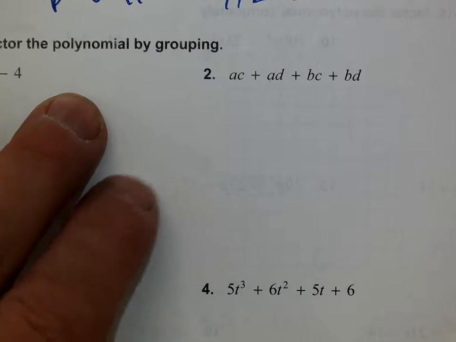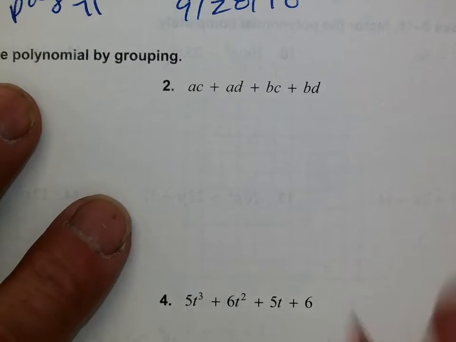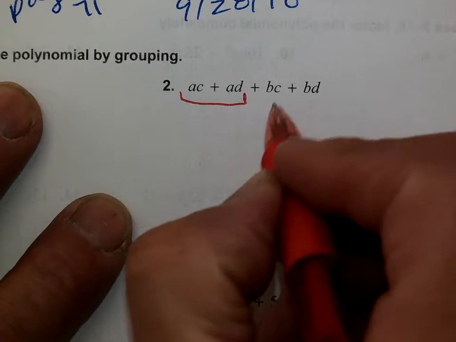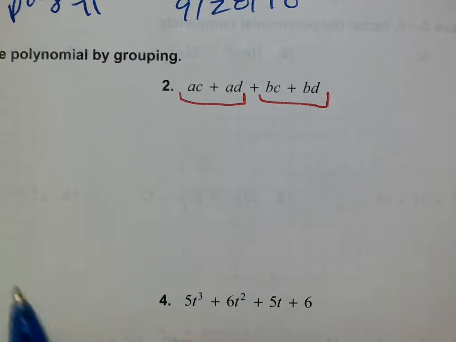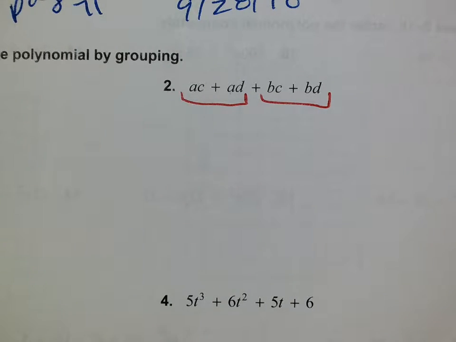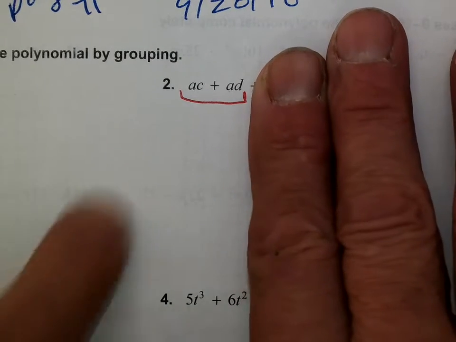So on question number 2, I'm going to start with 2. I'm going to put these 2 together and these 2 together. So when you see 4 terms, pair them up, okay? Now this is actually a really easy factoring if you just follow along and get it. Now, as we pair them up, let's just take a look at the first pair.